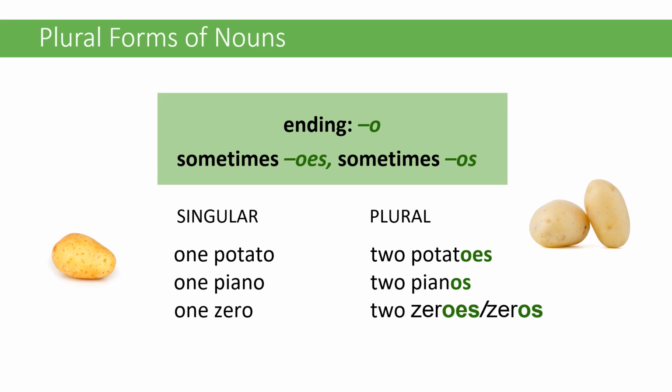The plural form of nouns ending with the letter O is sometimes OES and sometimes OS. For some nouns, both plural forms are correct, OES or OS. So look at the examples: potatoes, pianos, and zeros. We can see for potatoes, we add ES; pianos, just S; zeros can be written either way. Now with spell checking, this is an easy way also to help you get the right answer.